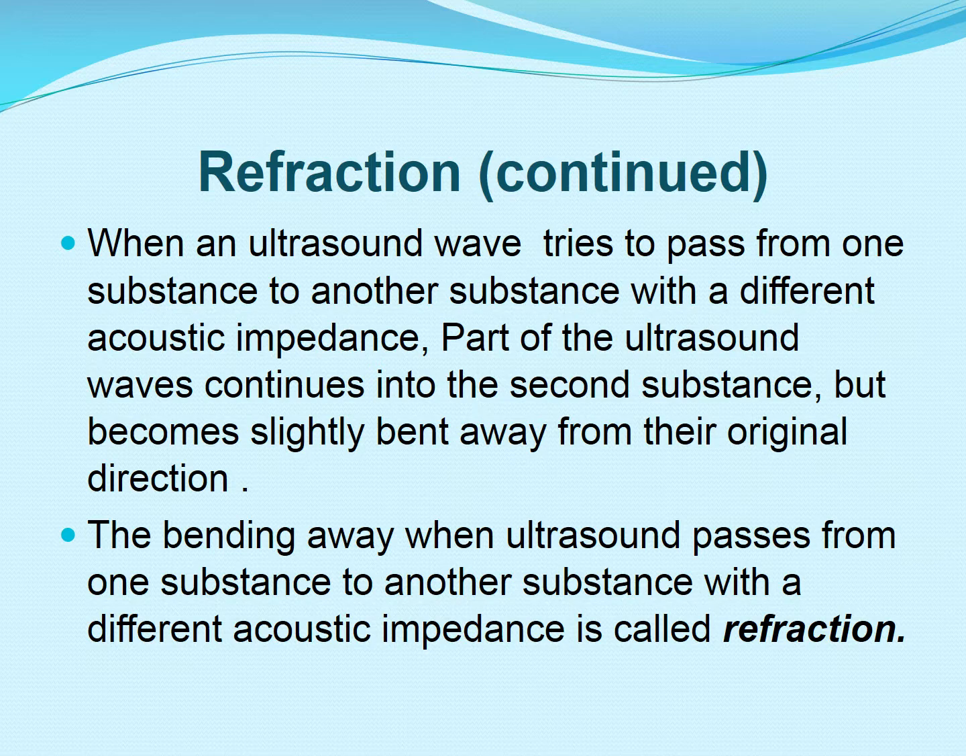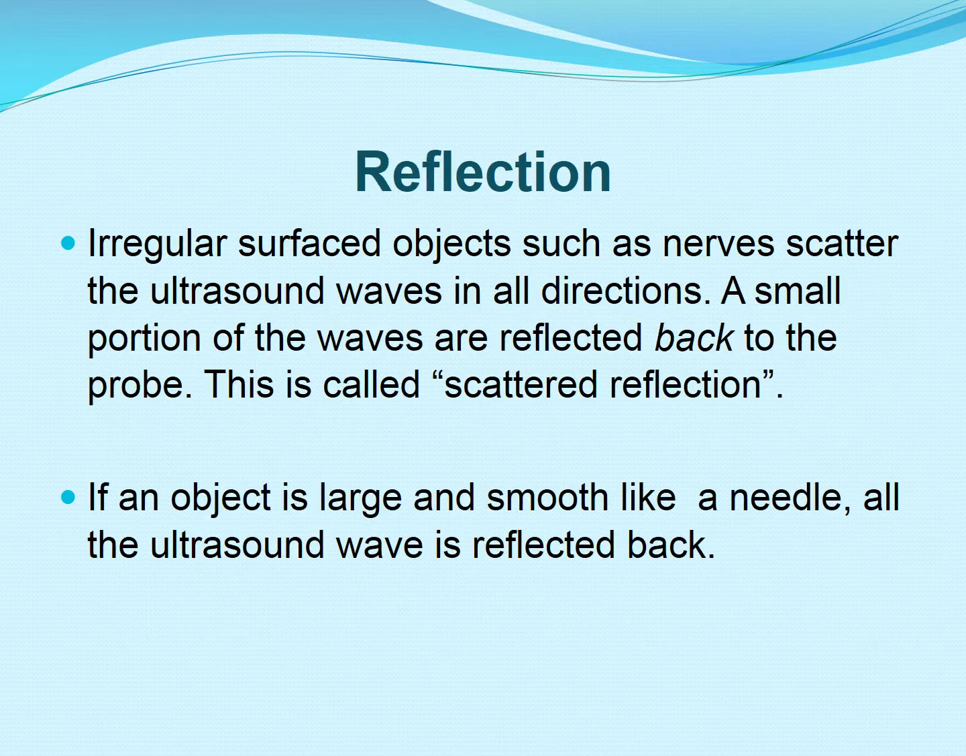When the ultrasound waves try to pass from one substance to another with a different acoustic impedance, part of the ultrasound waves continues into the second substance, but becomes slightly bent away from the original direction. The bending away when the ultrasound passes from one substance to another with a different acoustic impedance is called reflection. Irregular surface objects such as nerves scatter the ultrasound waves in all directions.